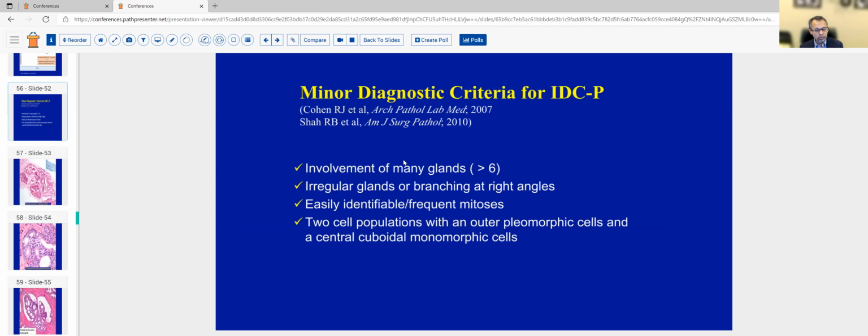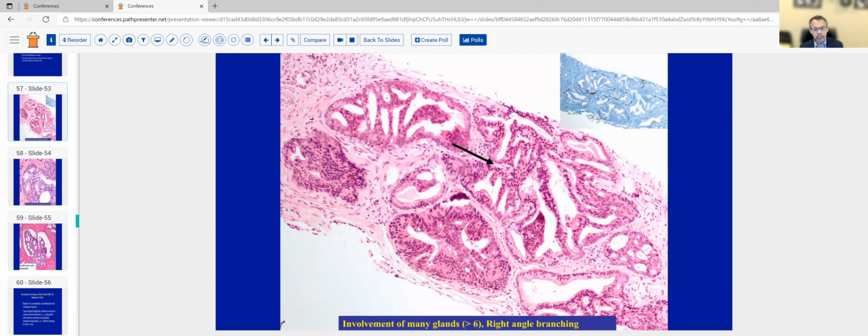There are several minor features that can also be helpful to make the diagnosis of intraductal carcinoma. Intraductal carcinoma typically involves many glands, typically 6 or more glands. We talked about irregular or branching at right angles, a very, very helpful feature. Easily identifiable or frequent mitosis. And then another very helpful feature is a 2-cell population with outer pleomorphic cells and central cuboidal monomorphic cells. So let's review these minor features.